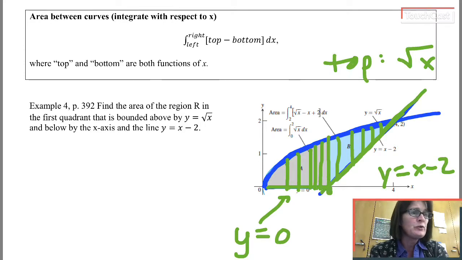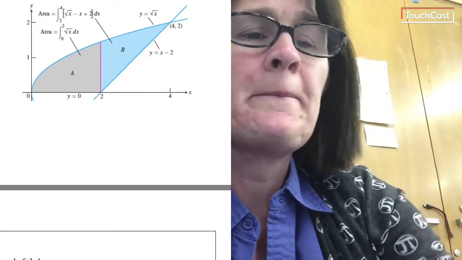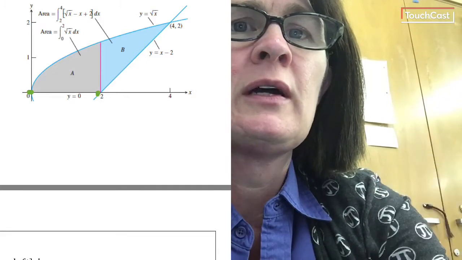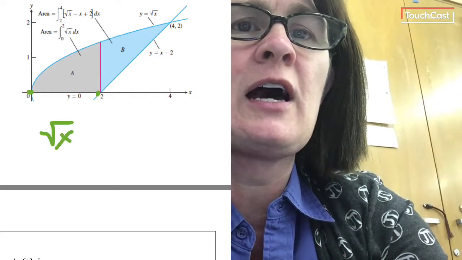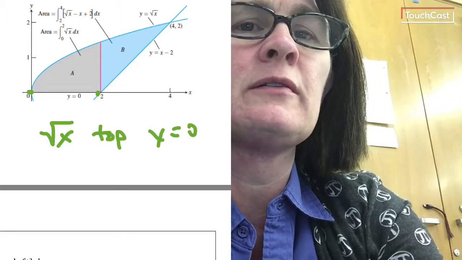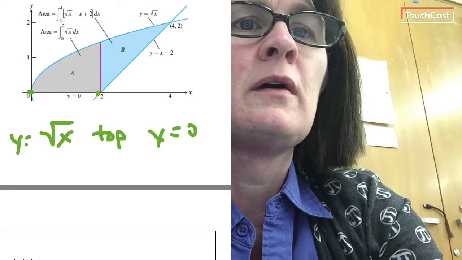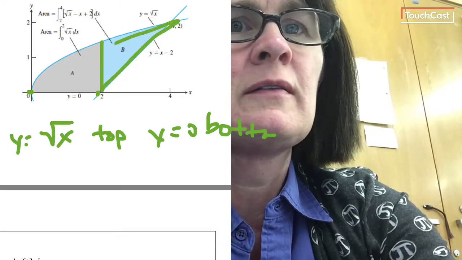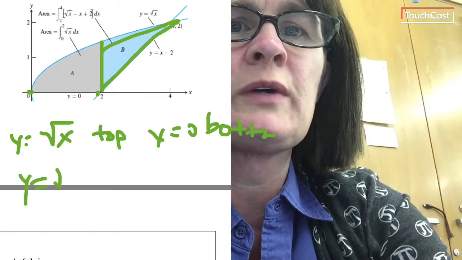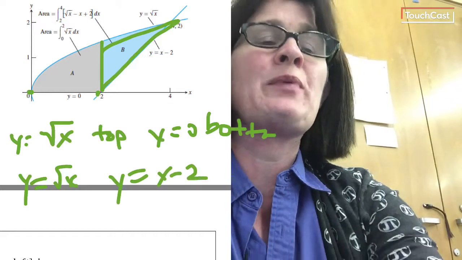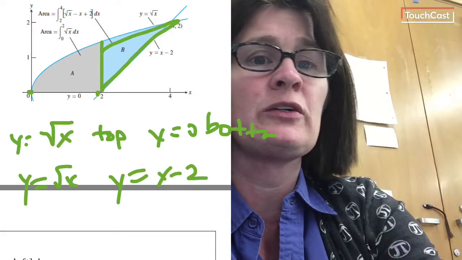So I'm going to write two separate integrals. Watch this. All right, so remember this picture. Between x equals 0 and x equals 2, I had square root of x on top and y equals 0 as the bottom. And then in this section, I have y equals square root of x on top and y equals x minus 2 on the bottom. Watch how that shows up when I write the integral.